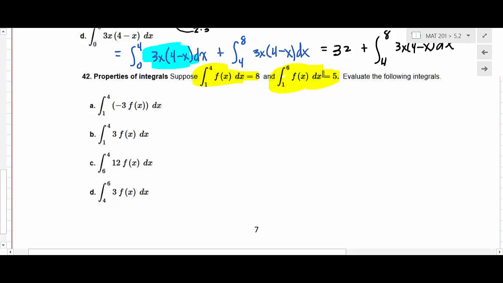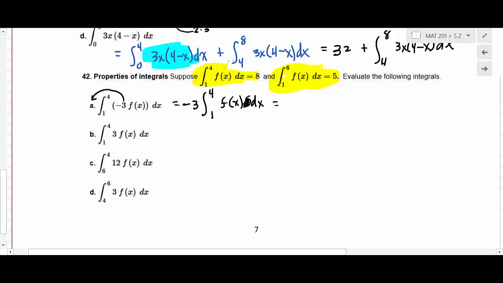So I want to look at these two things right here and finish this up. We're going to use just basic properties. On this, you can bring the 3 out. That's a constant, so you want to write that as negative 3 times the integral from 1 to 4 of f of x dx.